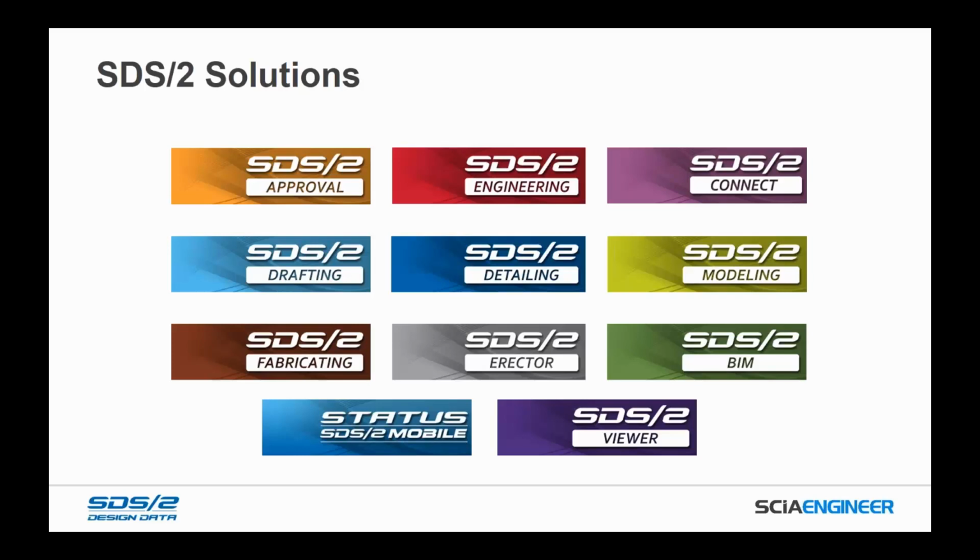Upper left-hand corner, SDS2 Approval is becoming more and more popular as engineers are realizing that it's much quicker and easier to approve a model than it is to approve shop drawings the old traditional way. And I tell you what, as soon as you do one job of approving a model instead of drawings, you'll never go back. SDS2 Engineering is mainly what I'll be showing today. That does have analysis capabilities, not as powerful as SCIA, but the main selling point is the connection design capabilities.